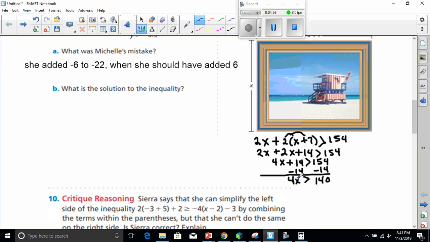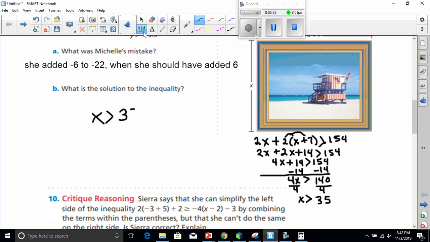Now I have to isolate the variable by using my properties of division. So I'll divide 4x by 4, which means I'll divide 140 by 4. Whatever I do to one side of the inequality, I must do to the other. And now x is isolated by itself. I did not divide by a negative number, so I don't switch the sign. And now 140 divided by 4 will give me 35. So x must be greater than 35. So what is the solution to this inequality? X is greater than 35.